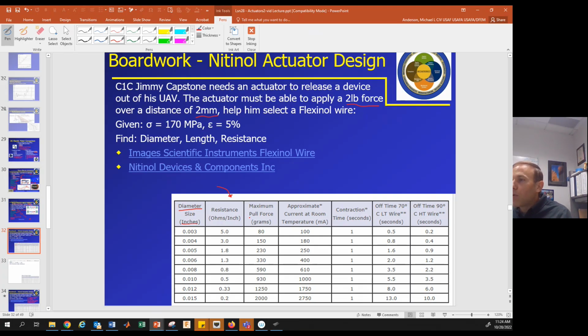We get different pull force based on the size of the wire. Okay, bigger wire, bigger pull force. That's because of stress. Okay, and then we see some temperature that needs to actuate at, and then this is just some performance characteristic, like kind of how fast can it move. So we're going to want to focus on this diameter and pull force. Okay, so how do we do this? So let's go on to the next slide here.